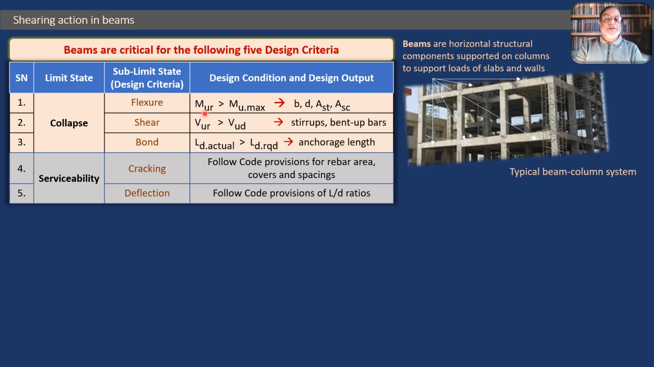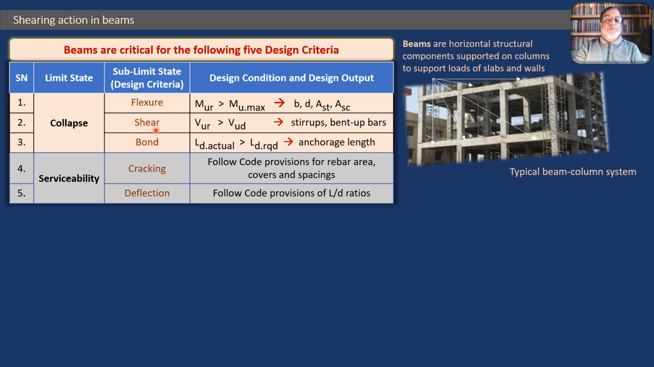Now, here we see the mathematical conditions the beam should satisfy in order to satisfy these design criteria. So for flexure, as we have already studied in the earlier videos, the beam has to satisfy MUR, that is moment of resistance, should be greater than maximum bending moment. That is the basic equation we have to satisfy. By satisfying this equation, we get the values of B, D, AST and ASC. That means the cross-sectional size of the beam as well as the amount of bottom steel or top steel is defined by the design for flexure by satisfying this condition.